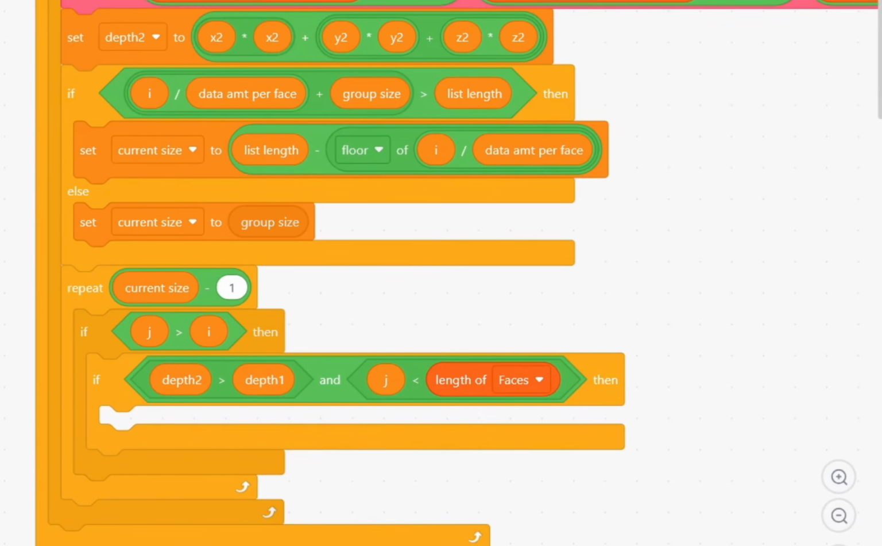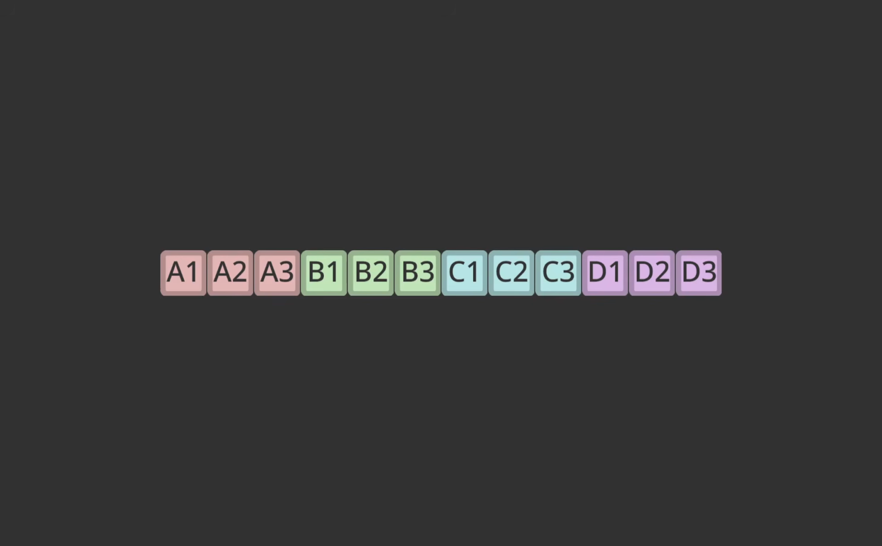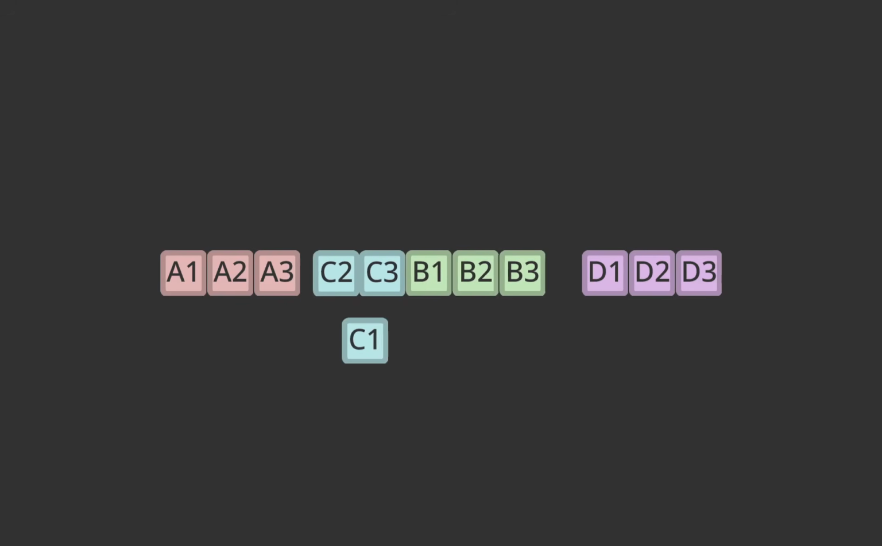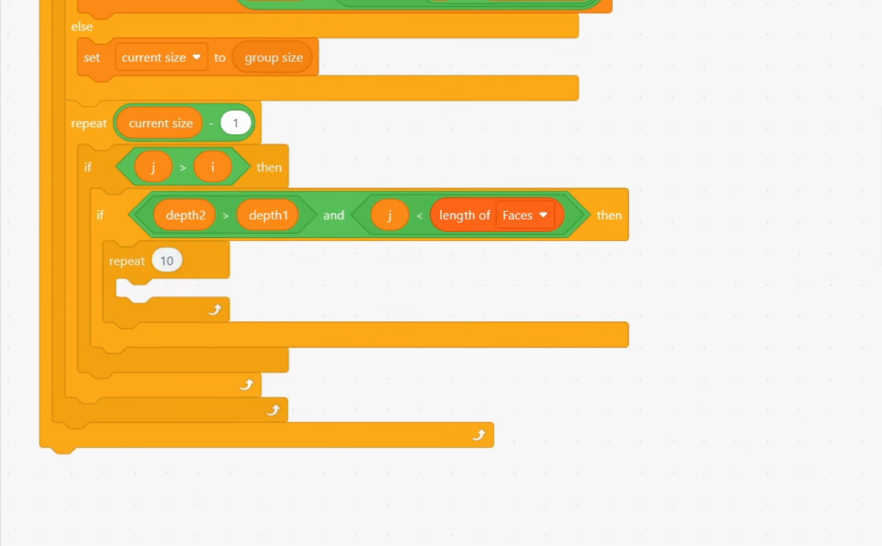Okay, now in this case, if depth 2 is greater than depth 1, then we need to move that face at index j back in the list so that it comes before depth 1. In other words, we need to move the face at index j to be instead at index I of the list. Remember how we talked about doing this. We just repeatedly take the last piece of data from our second face and insert it to the index where we want it to be. We want to do this for all pieces of data for our face.